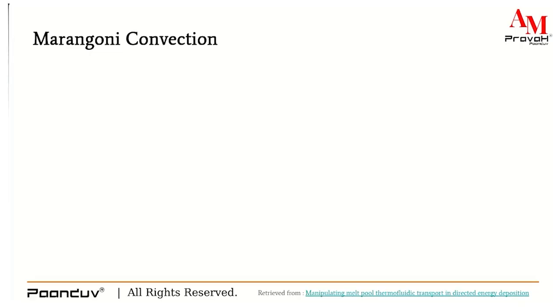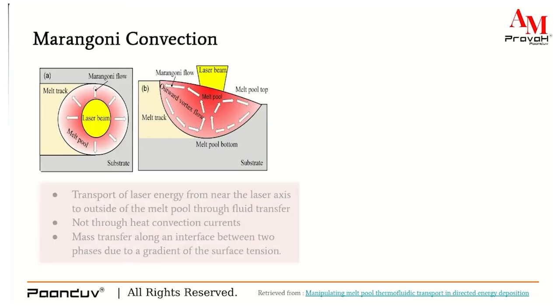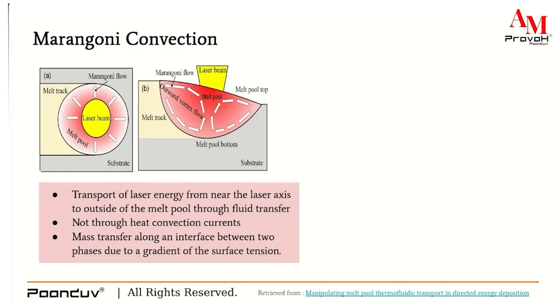So Marangoni convection, as we know, is the fluid flow inside the molten melt pool due to the surface tension gradients. Now, this diagram will clearly portray the movement of the molten melt particles due to the surface tension gradient. So mainly what happens is that the transport of laser energy from near the laser axis to the outside of the melt pool through fluid transfer, but not through heat convection currents.